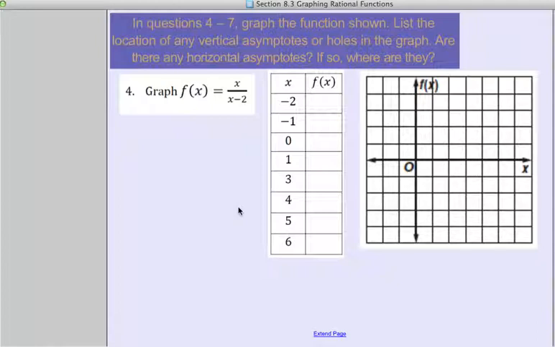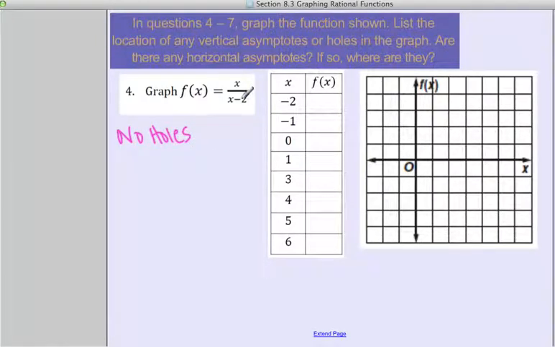Biggest thing that we're going to do is, if we're graphing this, I would recommend finding your holes and your vertical asymptotes first. Okay, so if I look at this function, does anything cancel here? No, nothing cancels. So in this case, there are no holes. Okay, so there's no holes.